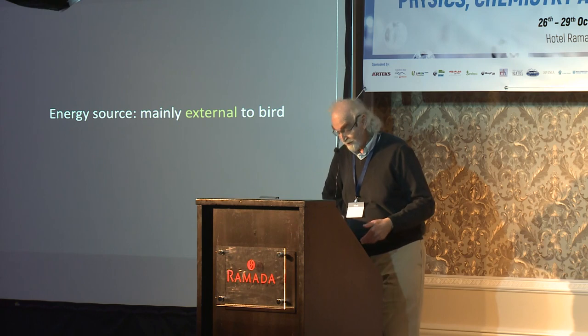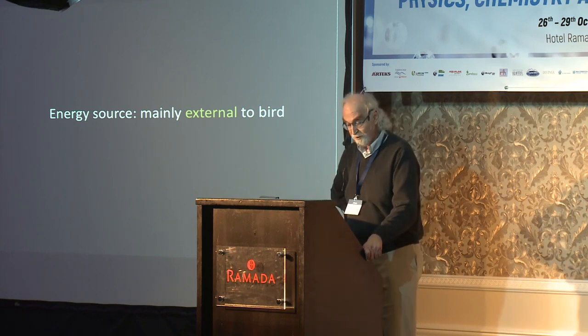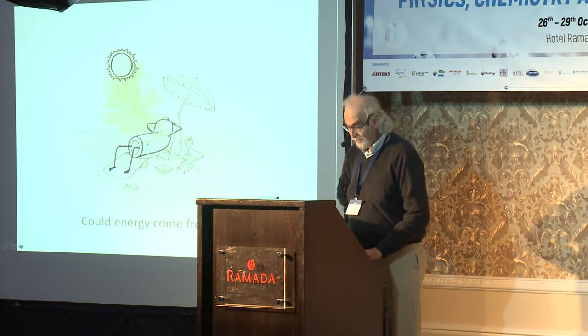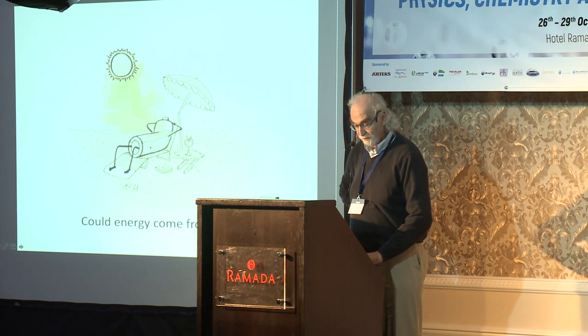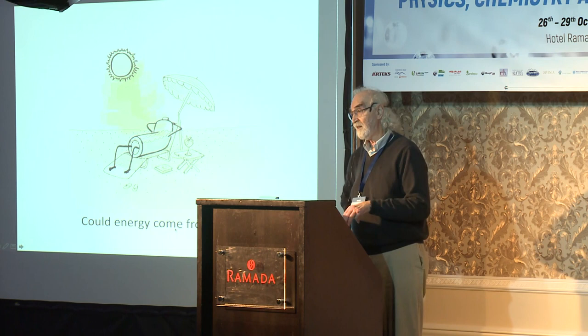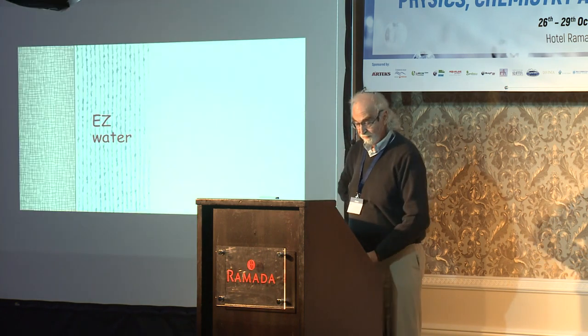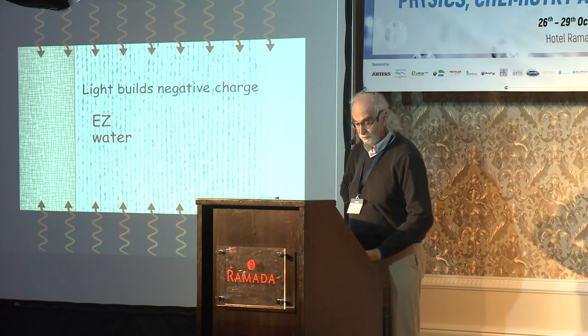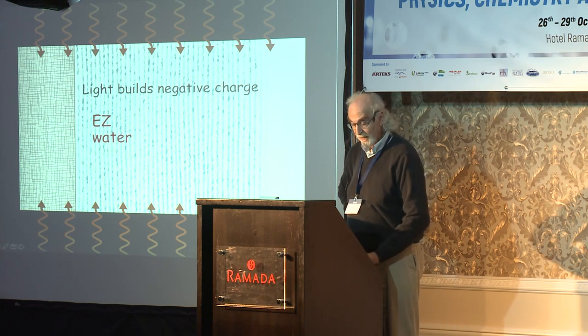And so if you think of a source of energy that's external to the bird, I tend to think of the sun, right? And I think of the sun basically hitting the water and separating charge, which is what we found in the past decade or so, buildup of EZ water, negative, and separation of positive charge. And so a question is, could the bird's energy come, so you might say, indirectly from the sun rather than from the bird? Those of you who are unfamiliar, we have the EZ water, which has negative charge next to some surface. If you add more infrared energy, it builds, and it can build substantially. So light, particularly infrared, builds negative charge.